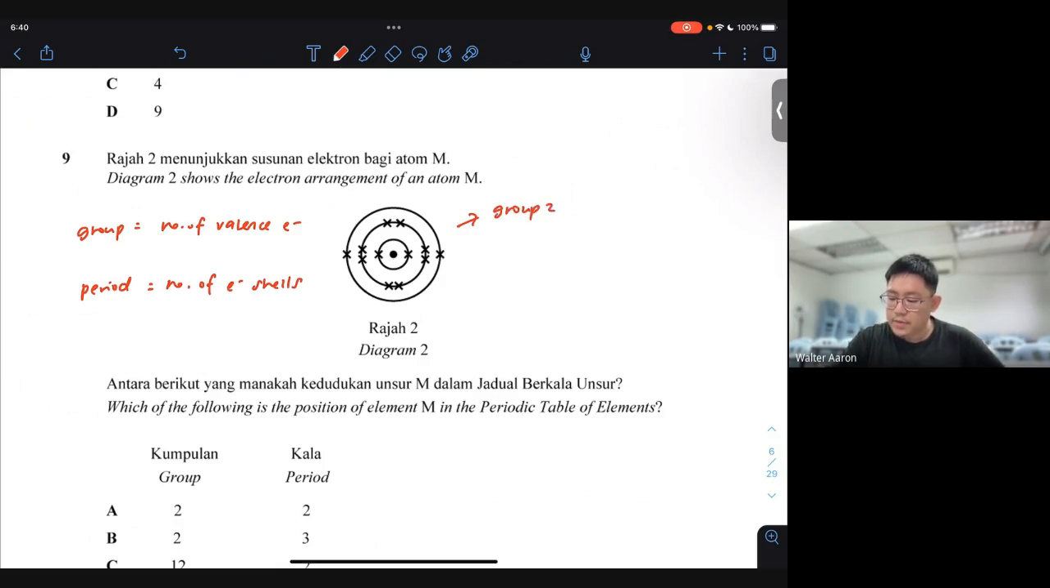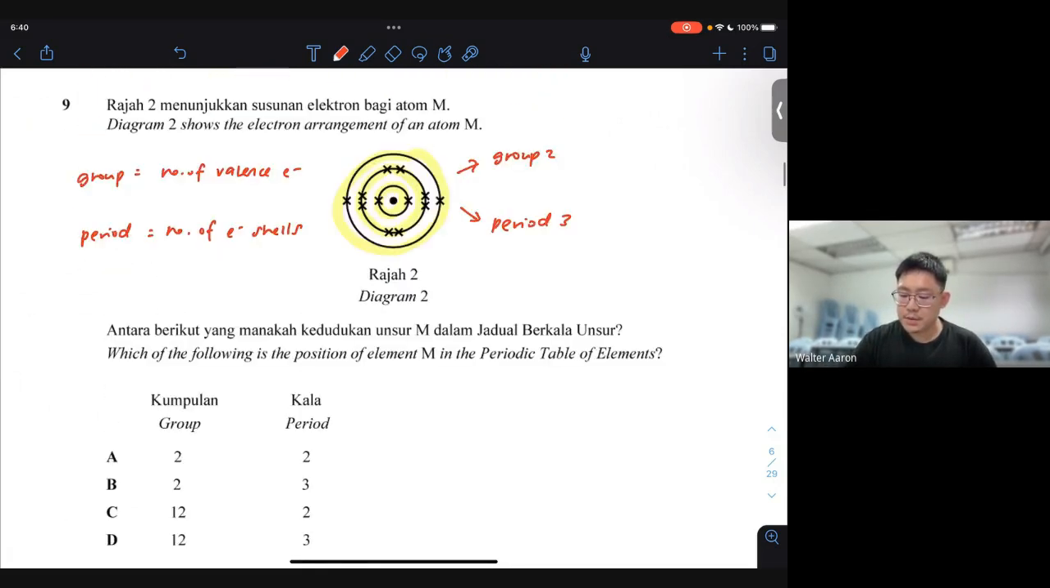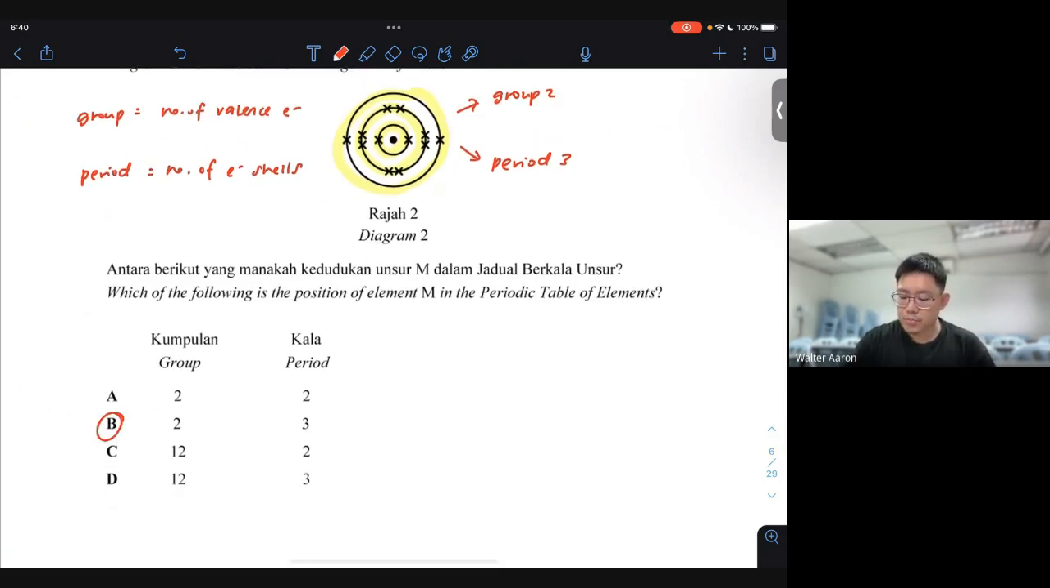And for the other one, you can see here there are 3 shells in total. There's 1, there's 2, and then there's 3. So therefore, it is actually in period 3. So the answer for this particular question will be B, group 2 and period 3.